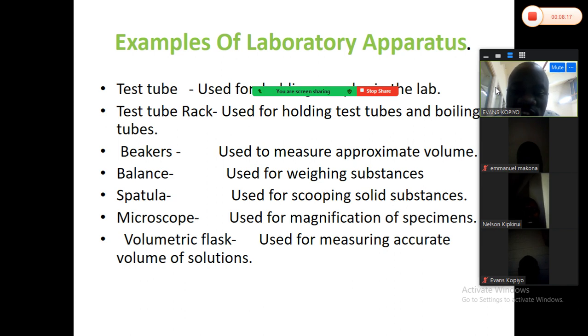We find that most of the apparatus in the laboratory are made of glass. This is because most of the experiments done in the lab involve chemicals, and chemicals normally react with some materials. So glass apparatus are majorly used because they do not react with chemicals. Are you answered, Gerald? Yes. Thank you, you can continue.